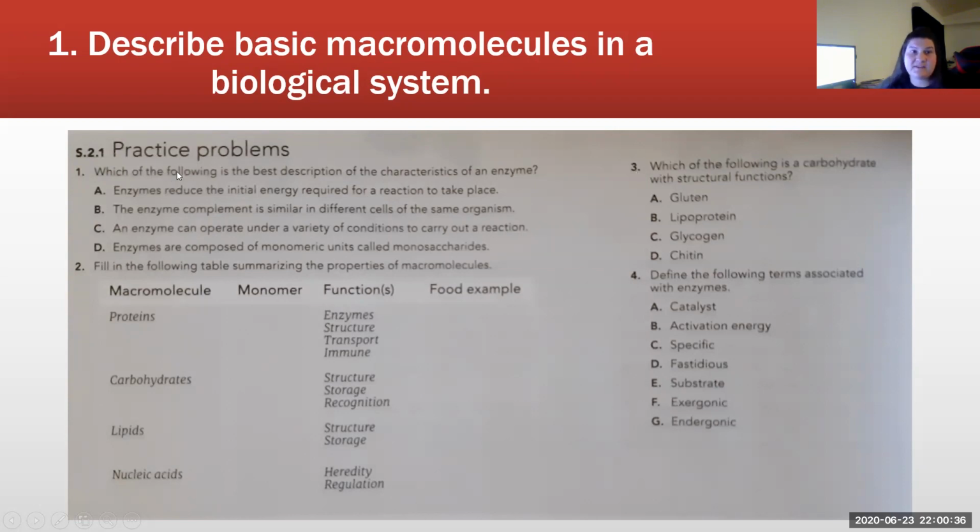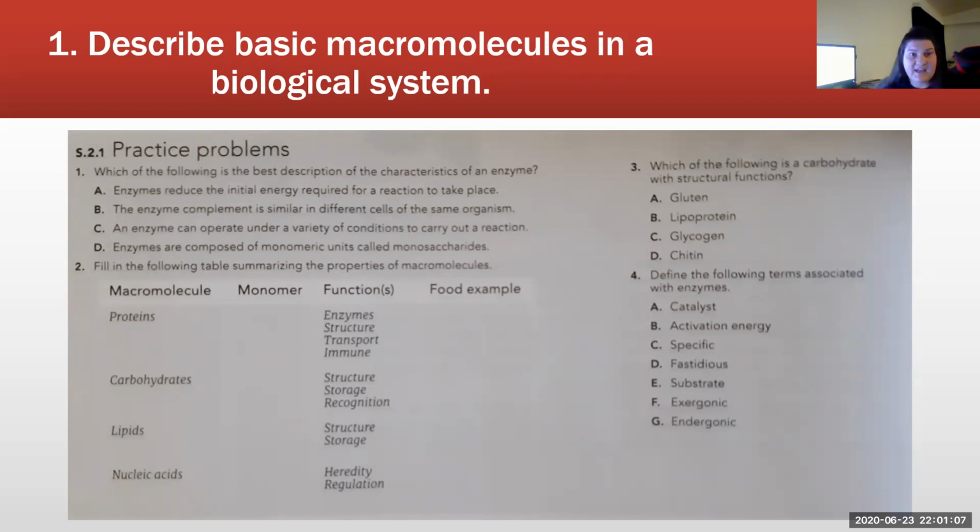Which of the following is the best description of the characteristics of an enzyme? Enzymes reduce the initial energy required for reaction to take place. The enzyme complement is similar in different cells of the same organism. An enzyme can operate under a variety of conditions to carry out a reaction. Enzymes are composed of monomeric units called monosaccharides. And again, I'm just going to give you the answer and we're going to walk through it.